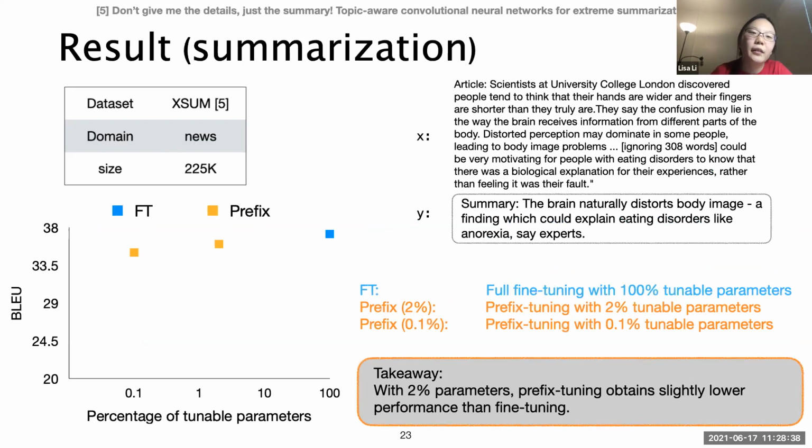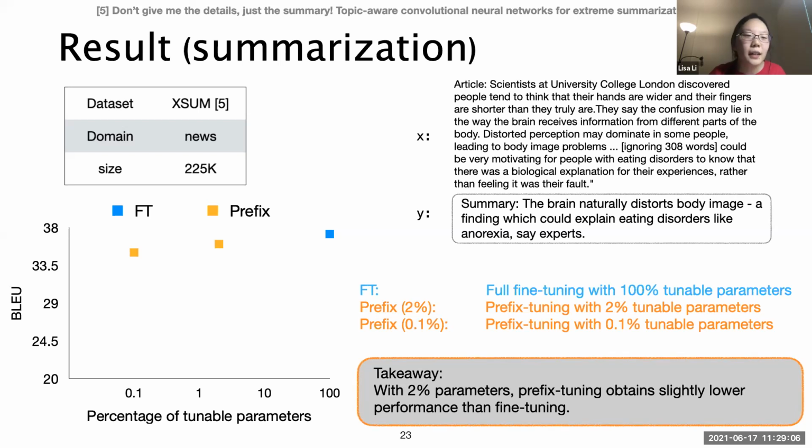So we also tried our method on abstractive summarization. Instead of using GPT-2, we use BART as our base model. And for details, as we said before, we prepend the prefix to both the encoder and the decoder. So we use the XSum dataset here, which contains news articles from BBC. And here is one example.